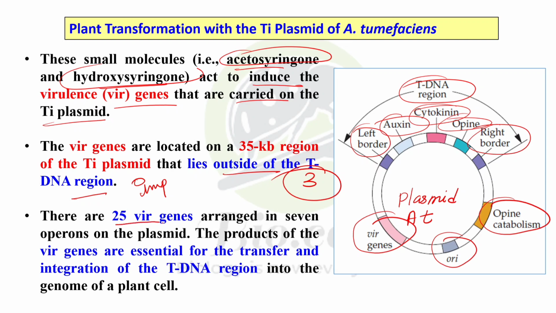So a total of 25 vir genes are present in 7 operons on the plasmid. The products of the vir genes are essential for transfer and integration of the tDNA region. vir gene ही क्या कराता है, सबसे पहले जो phenolic compounds लीच होते हैं उसे सेंस करता है, and after that जो ट्रांसफर है पूरा tDNA का, यानी कि लेफ्ट बॉर्डर से राइट बॉर्डर का, उसे facilitate करता है. So without this vir gene it is not possible to transfer and integrate the tDNA region into the genome of the plant cell.